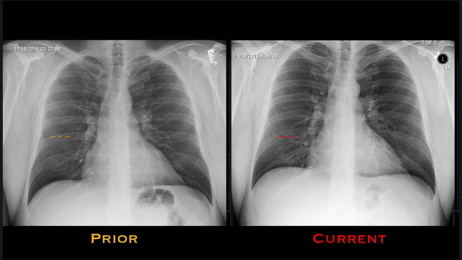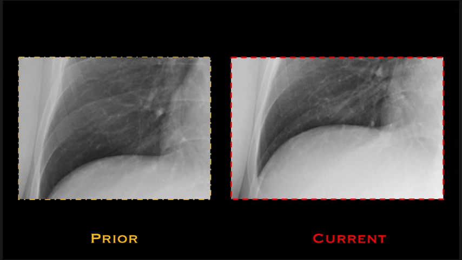So when we compare that same area, blow this up and get a good look at it, you can see that on the current exam, there's a little bit of cloudiness there relative to the prior exam. That's new. This is a patient who has been having a cough and a fever, and sure enough, this was kind of a subtle pneumonia. The point of this case is to demonstrate that sometimes picking up a pneumonia isn't easy.